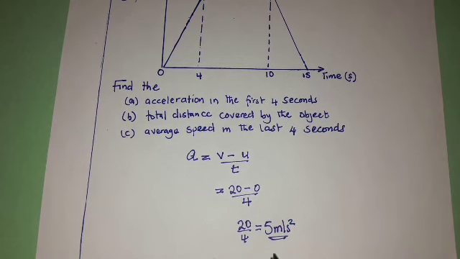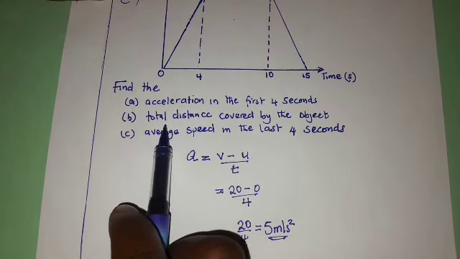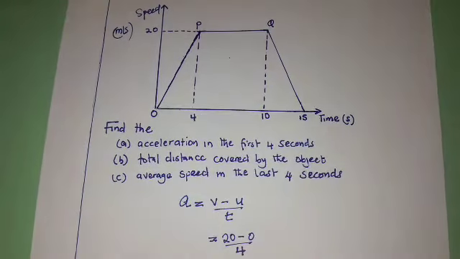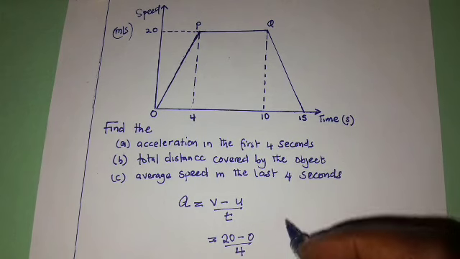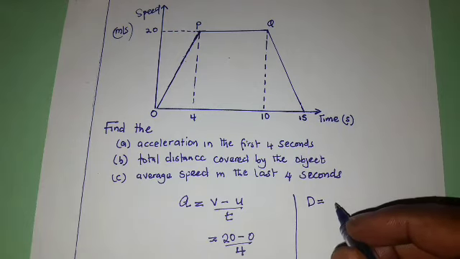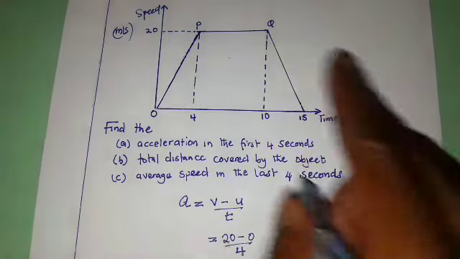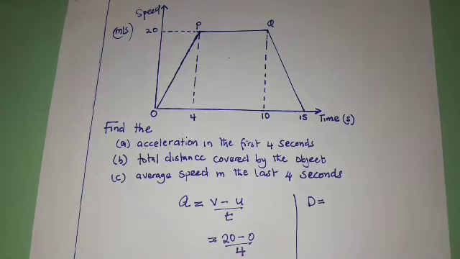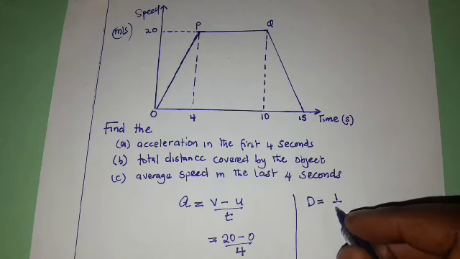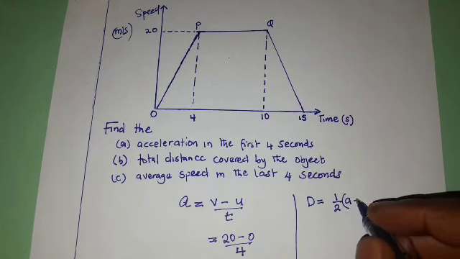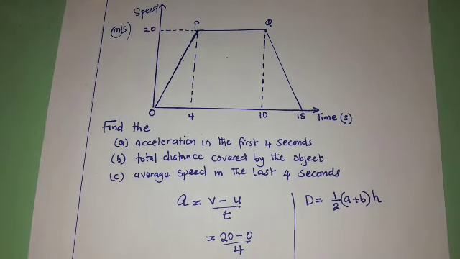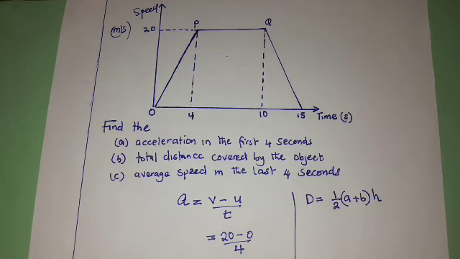Then the second question is asking us to find the distance covered by the object. That is the distance for the whole journey. You know that to find the distance, we find the area under the graph. If you look at the shape that this graph forms, it is a trapezium. So the formula for the area of a trapezium is this one.